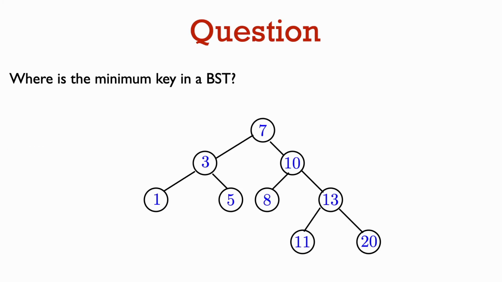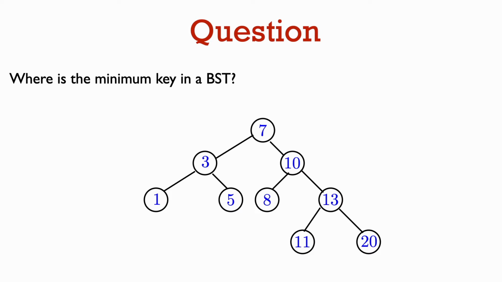Here's our first question about the BST property. Where is the smallest key in a BST located? Well, to find the smallest key in a binary search tree, we can just start at the root and always go left. In this example, we would start at 7, then we go left to the node with key 3, and finally go left again to the node with key 1. And 1 is the smallest key in this tree.